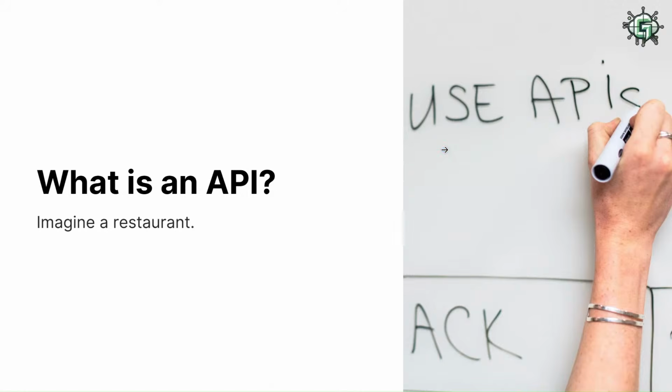So what is an API? Imagine a restaurant. The menu is what you can order, the list of items you have. The kitchen is where the food is made, the server end. The waiter can be considered as an API. You select from the items and tell the waiter, or the API, that you want this item, something available in the menu.